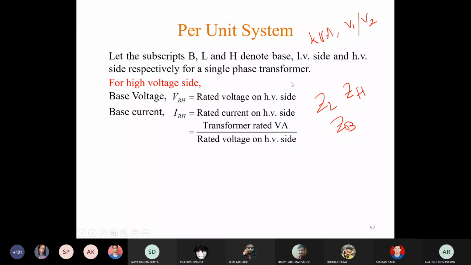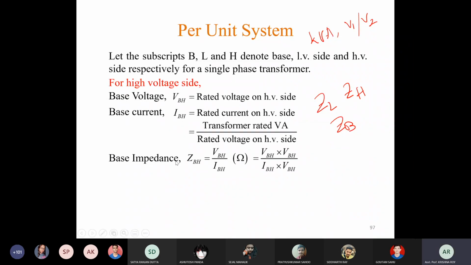Yes, sir. So now we have VBH and IBH. So we can calculate the base impedance, because we have base voltage and base current. So base impedance will be equal to VBH by IBH applying Ohm's law. So ZBH, that is the base impedance from the high voltage side, is the ratio of base voltage and base current of the high voltage side, and this is in ohm. Okay, so base quantity and actual quantity are expressed in similar units. Remember this.